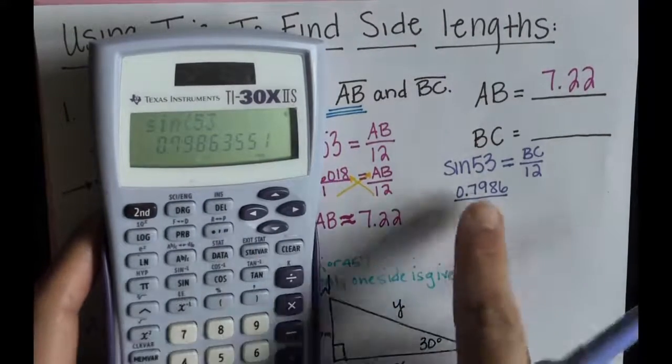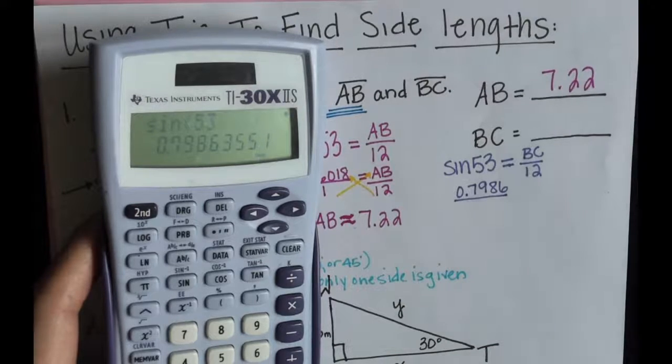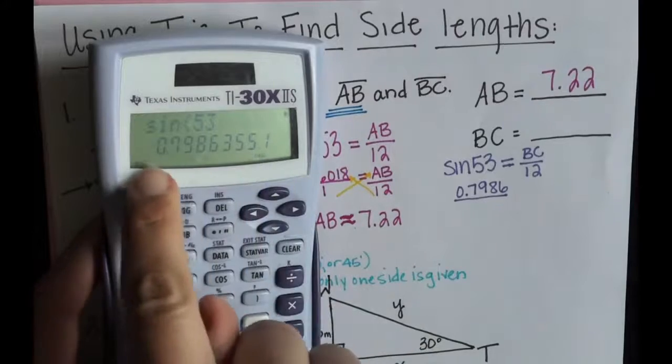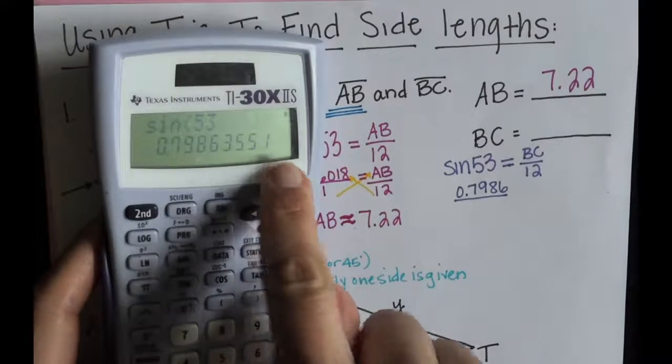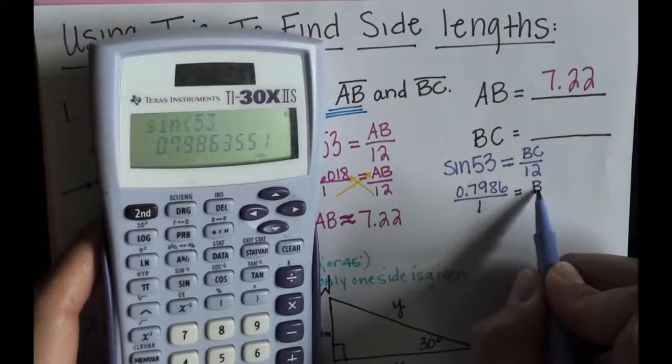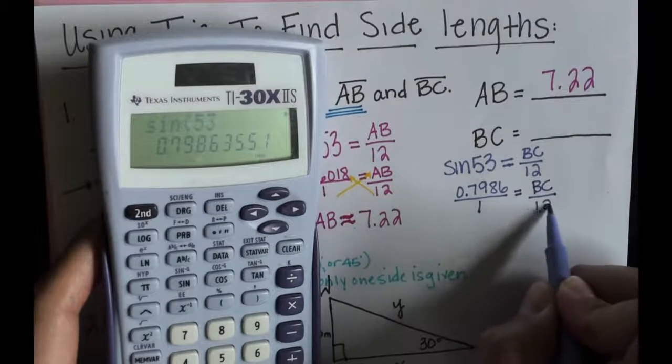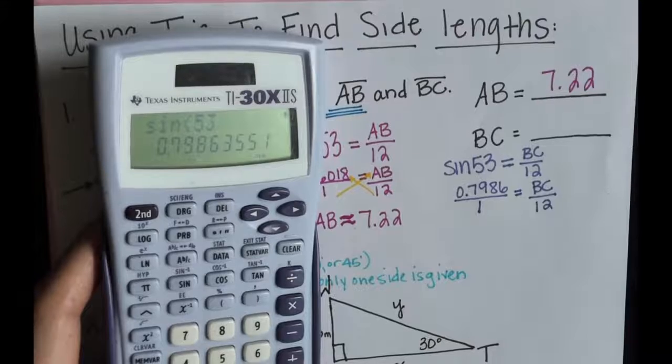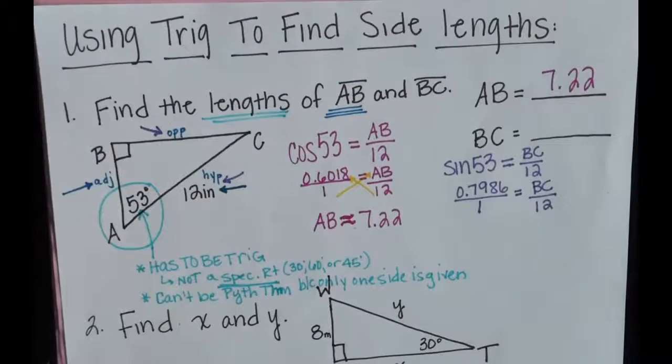So again, and I see, Beth, you just wrote something down. Let me finish this and I'll answer your question. Again, sine 53, we're going to use all of these, but I only wrote down a few. And now we have our proportion. So before I cross multiply, before I solve, let me take a look.